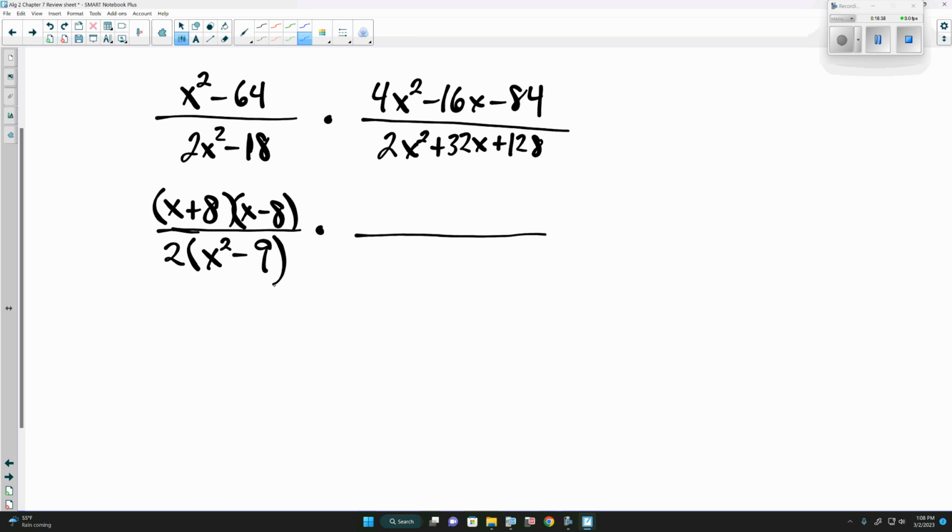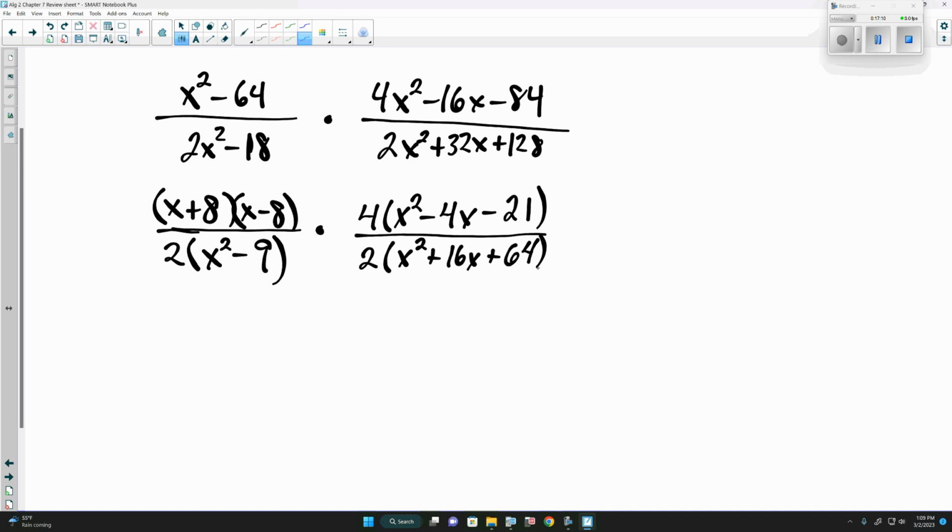Now our numerator, 4x squared minus 16x minus 84, not plus. Yes, it has a greatest common factor of 4. So we're going to divide every single term by 4, which will give us x squared minus 4x minus 21. And the last one has a greatest common factor of 2, so we can pull it out, giving us x squared plus 16x plus 64.